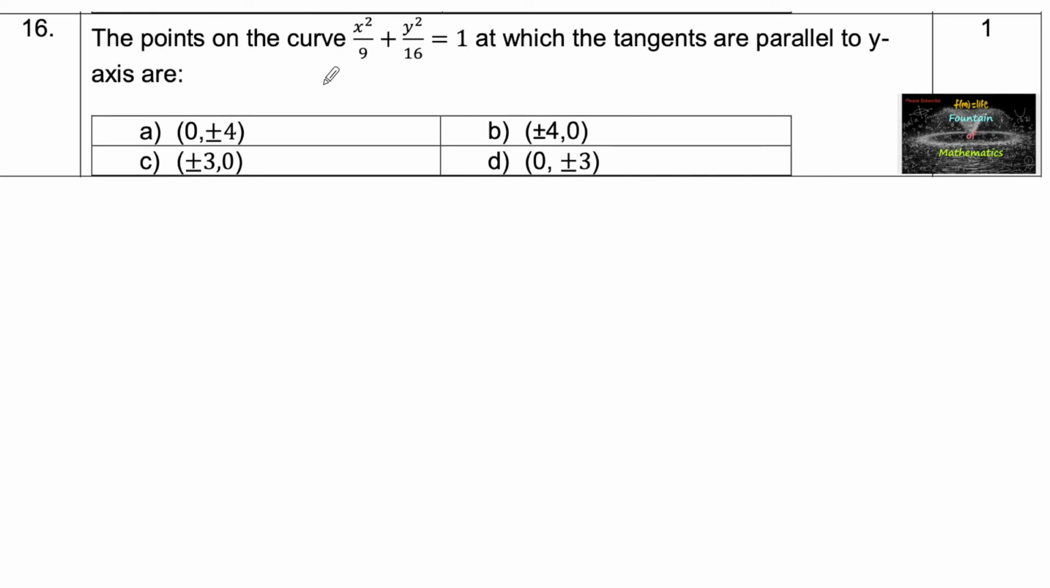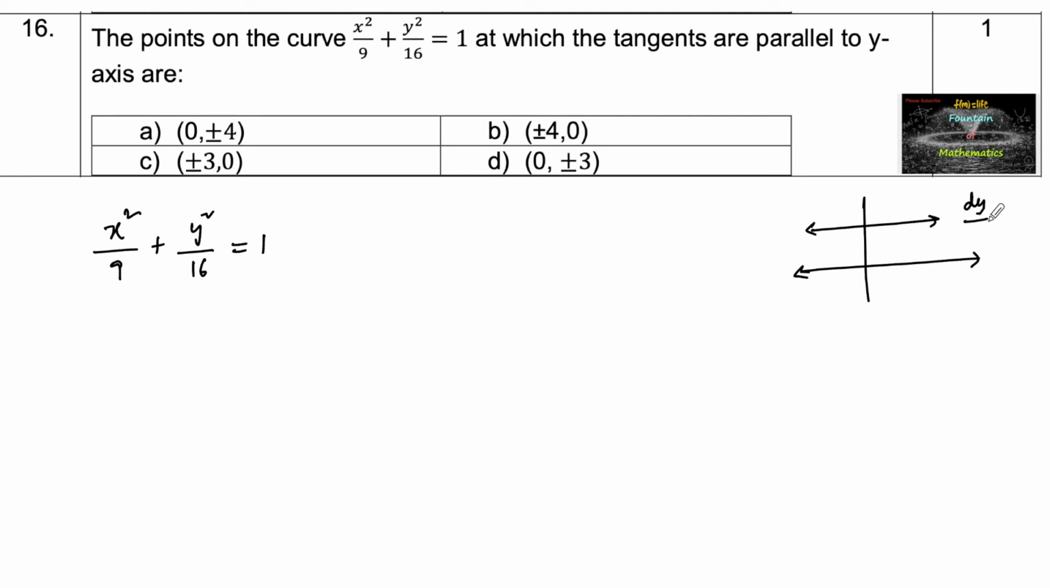The points on the curve x square upon 9 plus y square upon 16, which is equal to 1, which is an ellipse, at which the tangents are parallel to the y-axis. Since we know that the tangents which are drawn parallel to x-axis, because the slope of x-axis is 0 and slope of any line parallel to x-axis is 0, so we can consider slope of tangent dy by dx is equal to 0.